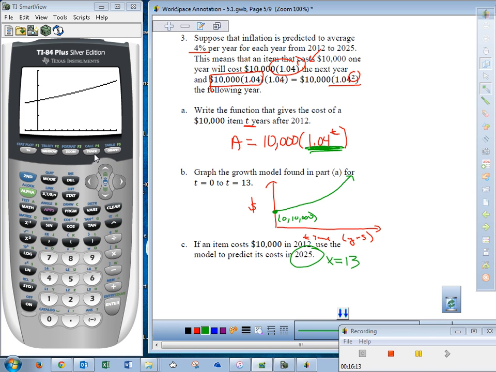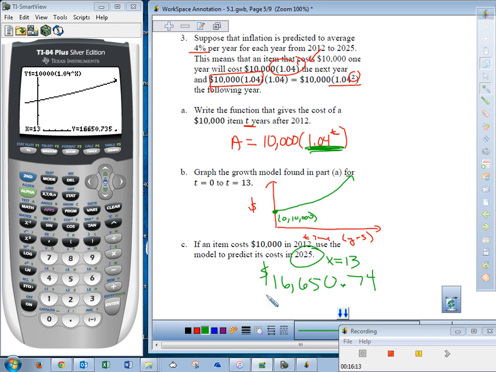Hit the trace button, type in 13 and hit equals, and it will tell you what it turned out to be. When you have an x value and you want to know a y value and you've got it graphed, just hit trace and type that x value. So trace 13 is what I hit. Then that is 16,650.73 or 74, if we're dealing with money here.